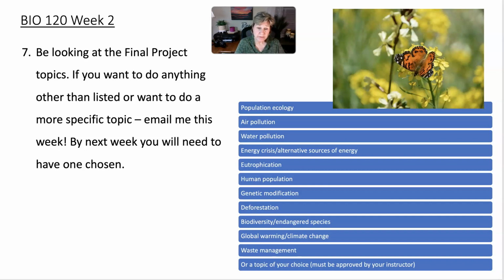Biodiversity is important for ecosystems. You've got to have lots of different species and lots of members of each of those species to make your ecosystem healthy. And along with that goes endangered species. And so you could choose one or the other here. You might choose one particular endangered species.